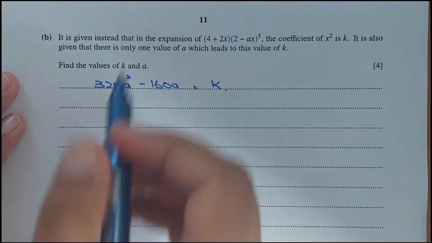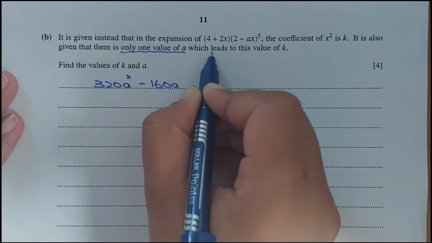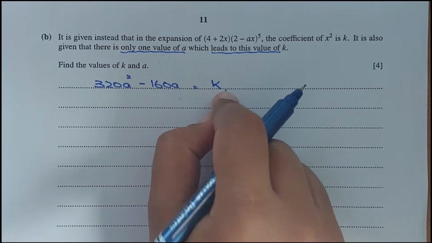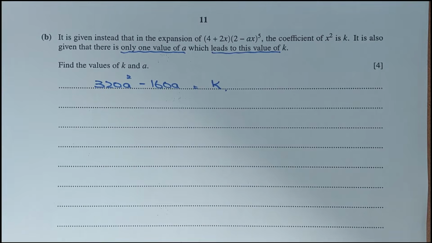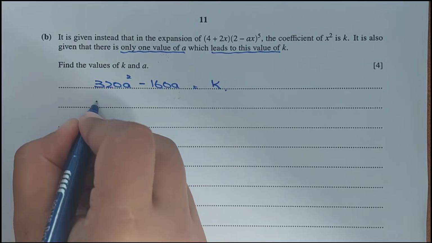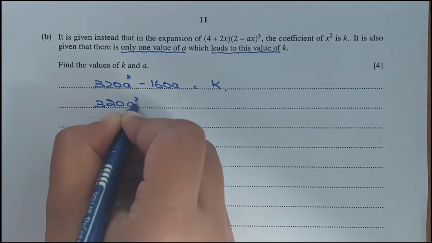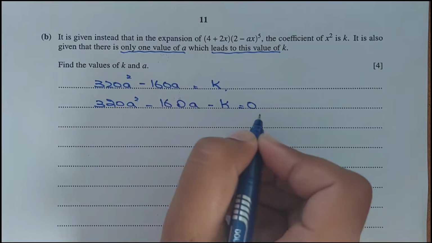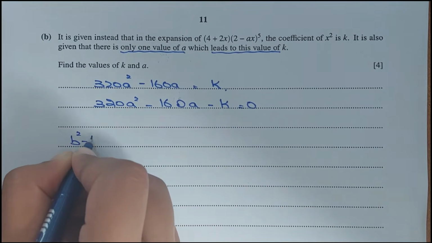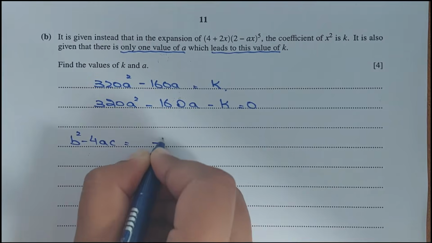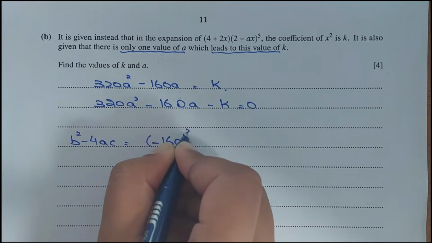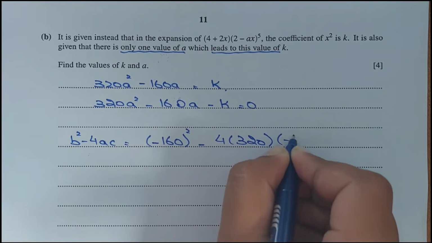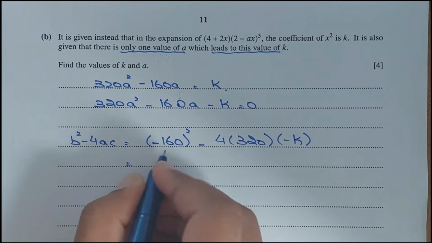Okay, if there is only one value of a which leads to this value of k, it means the discriminant should be equal to 0 for one solution. So 320a square minus 160a minus k equals 0. For one solution, we can say b square minus 4ac equals 0. So b square is minus 160 whole square minus 4 times the a value, which is 320, and the c value is minus k. This should be equal to 0.